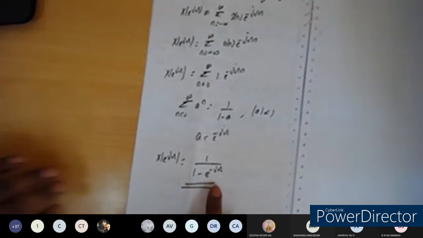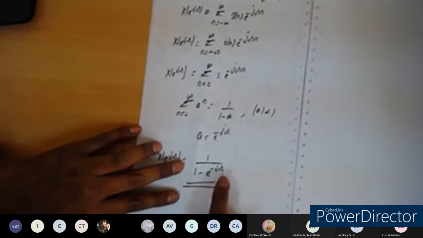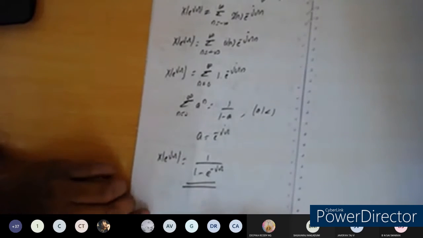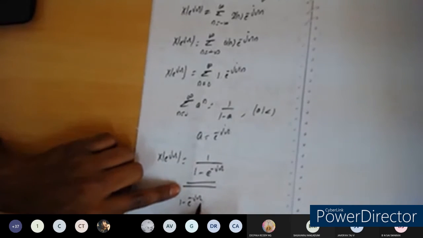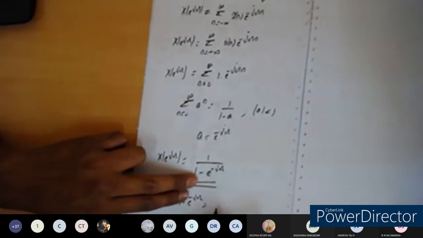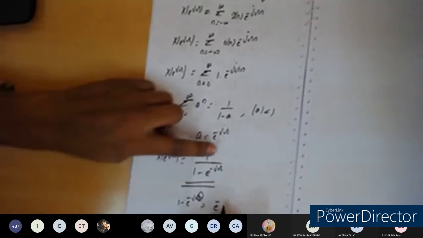So you can express this one also in terms of the sine function. Suppose you have the function 1 minus e to the power of minus j omega. I'll take it in terms of theta. I can take half of this as common.